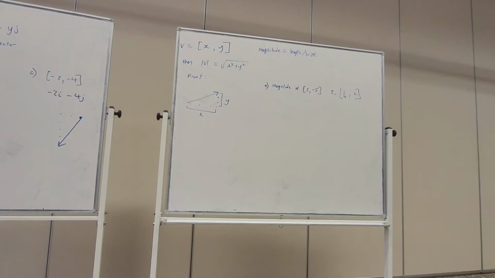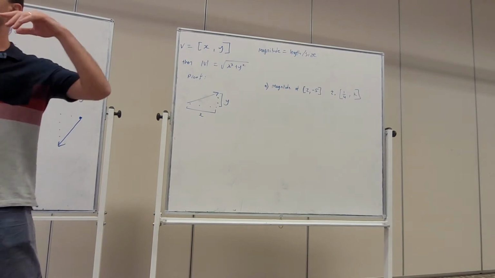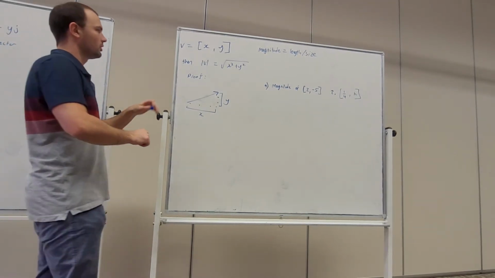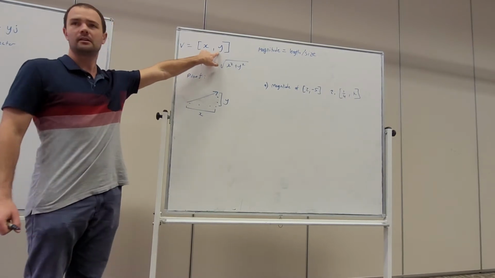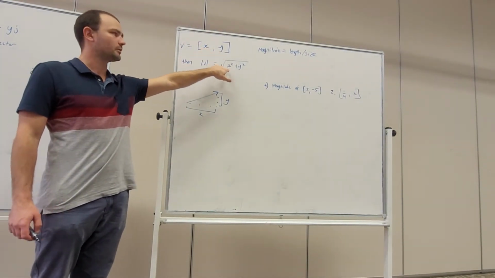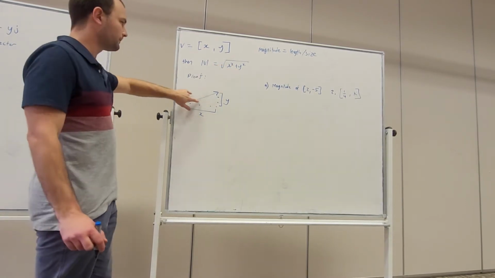Ready for D, and D you should find just as easy. So we're talking about magnitude of a vector. Magnitude just means the size of it, how long it is. If we have a vector in component form as x, y, then the magnitude is the square root of x squared plus y squared. Here's the proof for it.